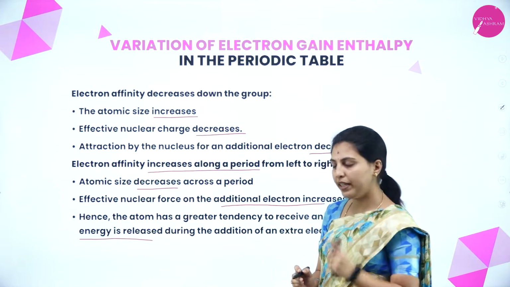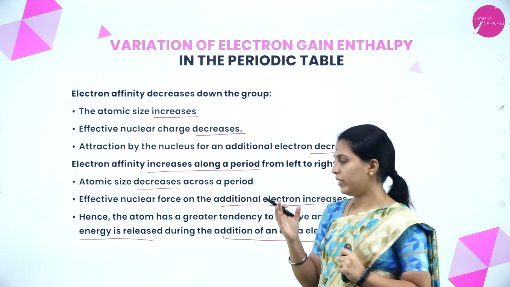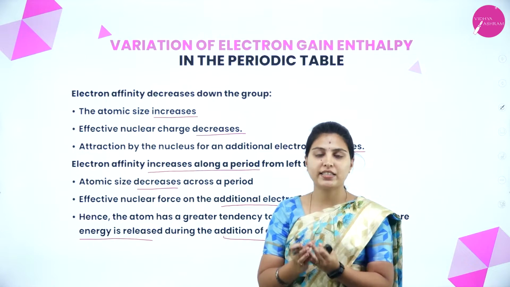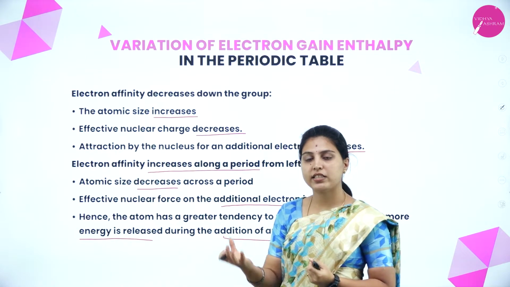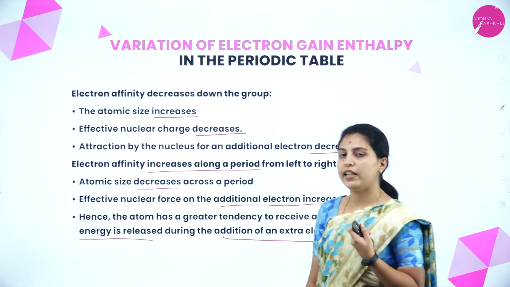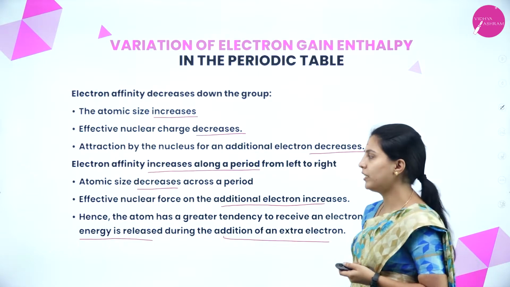Here energy will be released during the addition of an extra electron. Okay. Since the atom has a greater tendency to receive an extra electron. These are the things we can observe in the variation of electron affinity in the periodic table.